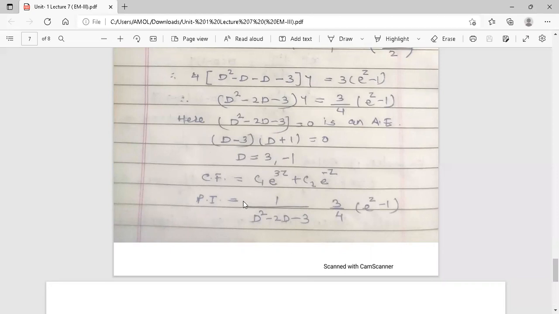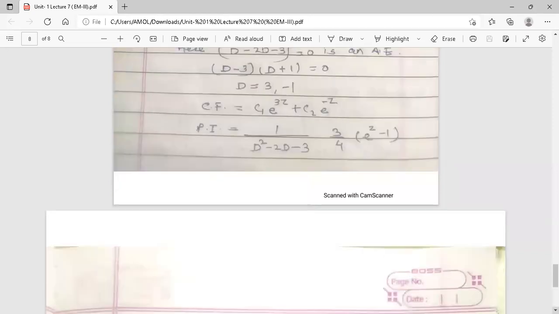The particular integral is 1 upon d square minus 2d minus 3 into 3 by 4 into e raised to z minus 1, that is, 1 upon phi of d into f of z. Here 1 upon phi of d is 1 upon d square minus 2d minus 3, and the function f of z is 3 by 4 into e raised to z minus 1. Now we solve for the PI.